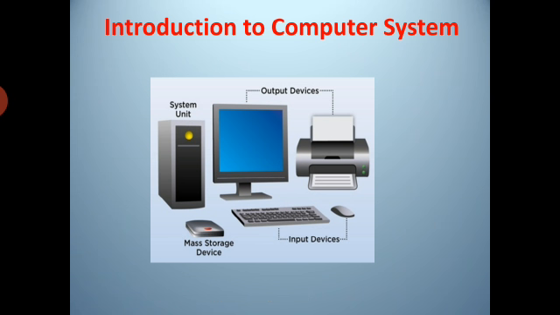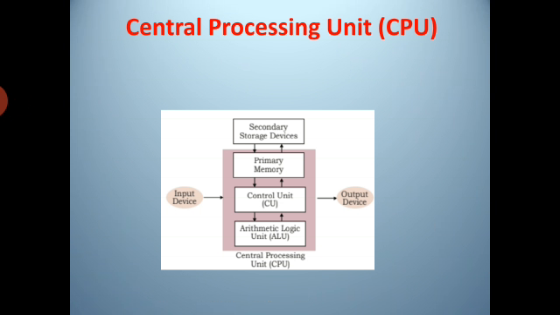A computer system comprises a central processing unit, memory, input-output devices, and storage devices. All these components function together as a single unit to deliver the desired output. The figure on the screen shows the block diagram of a computer system. The directed lines represent the flow of data and signals between the components.